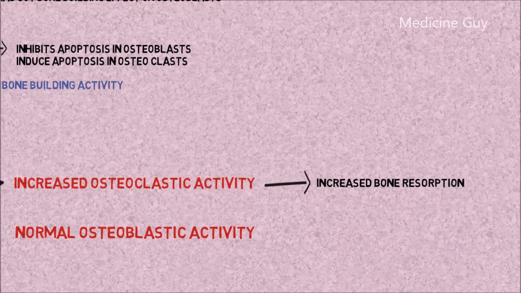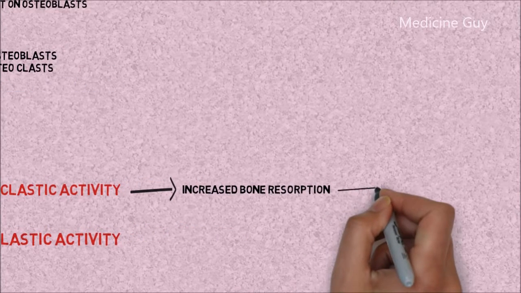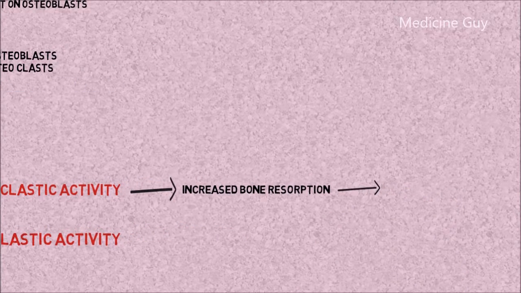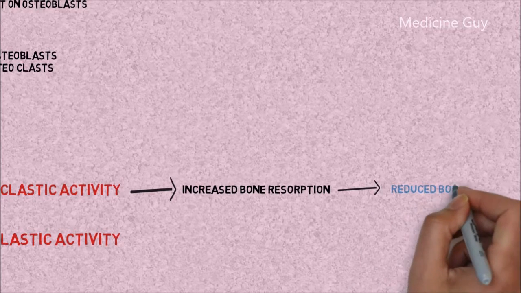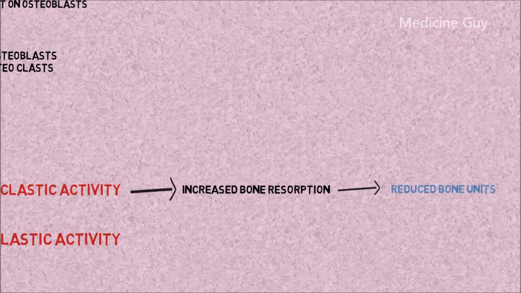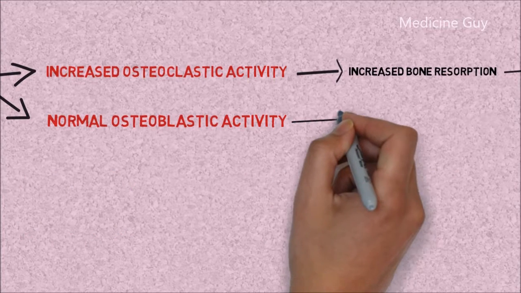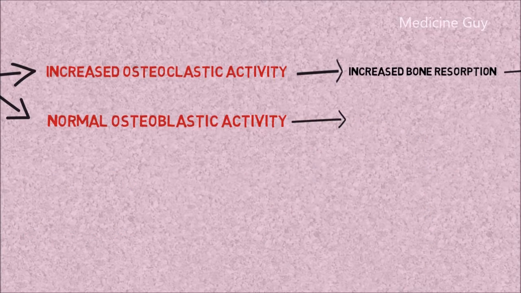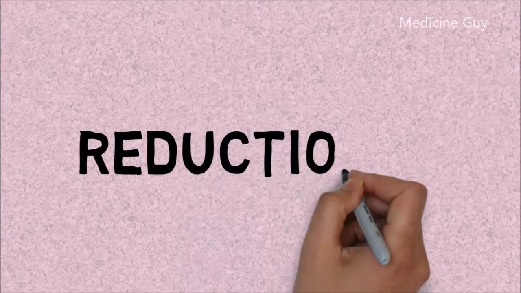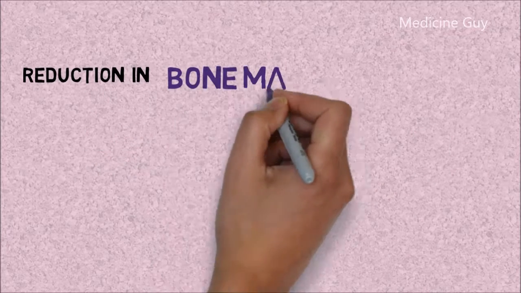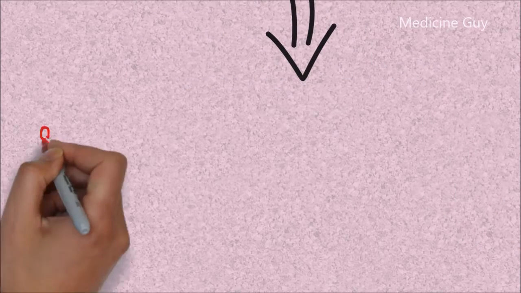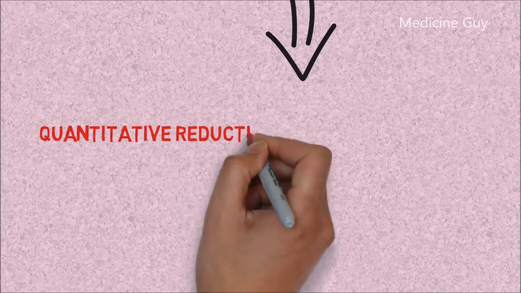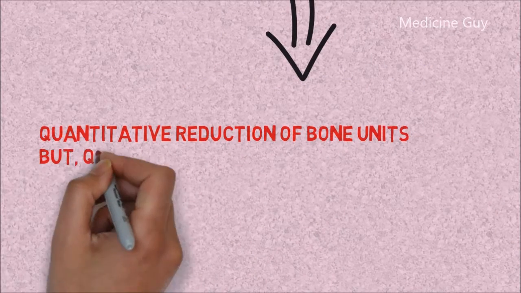Now increased osteoclastic activity leads to increased bone resorption, which leads to decrease in bone units. As there is normal osteoblastic activity, there is normal mineralization also. Due to reduced bone units, there is reduction in bone mass density. This means that there is quantitative reduction in bone units, but quality-wise, the bone units are perfectly normal.